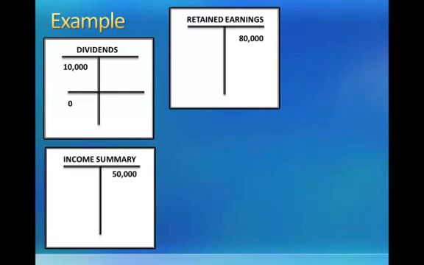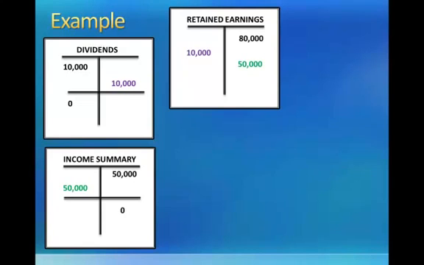We want our dividend account to have a zero balance and our income summary account to have a zero balance. Remember, we close dividends and income summary to retained earnings. Retained earnings currently has an $80,000 credit balance, which is last period's ending balance. To close dividends, we need a credit of $10,000, which means we'll debit retained earnings $10,000. To close income summary, we need a debit of $50,000, which means we will credit retained earnings $50,000.